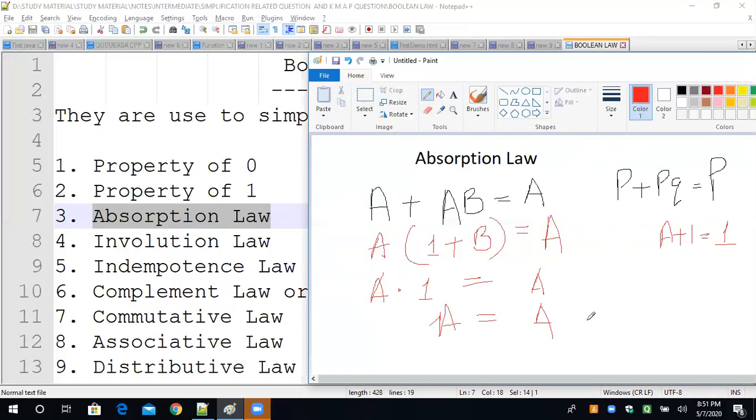No problem. Understand? It is already proved. A is equal to A. LHS is equal to RHS. So this is one proof of the absorption law. Okay, the same law I can prove by the truth table. Just a moment.